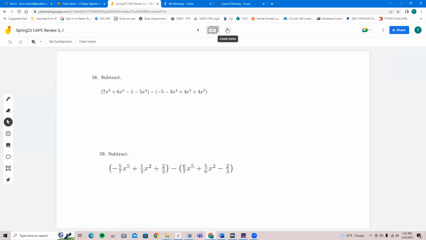All right, last two in this video, more subtraction. More of the same idea. I'm just going to distribute the negative to all of these terms in the second polynomial because I'm adding the opposite. So 7x cubed plus 6x to the fifth minus 1 minus 5x to the fourth. Now I'll have plus 5 plus 3x to the fourth minus 4x to the fifth minus 4x cubed. Make sure I didn't miss any terms.